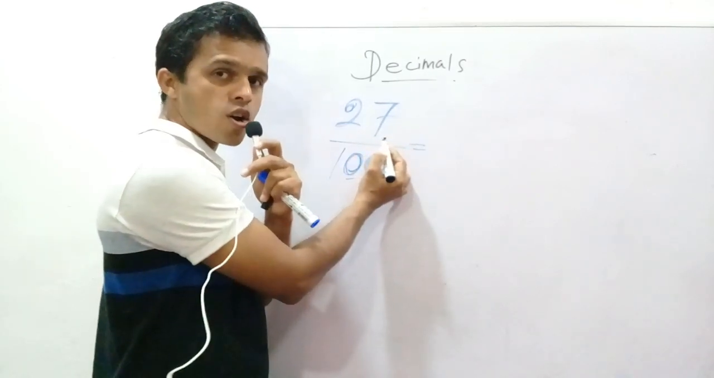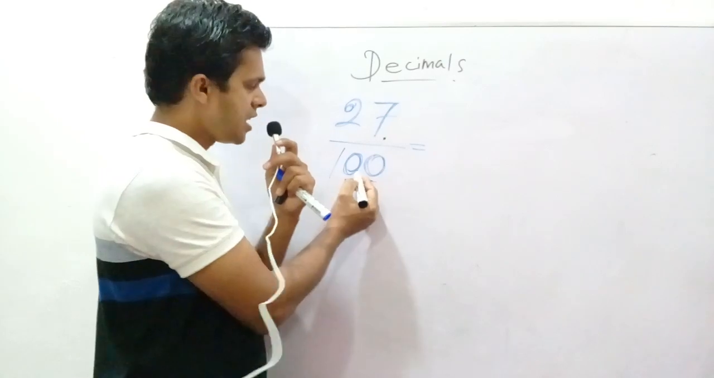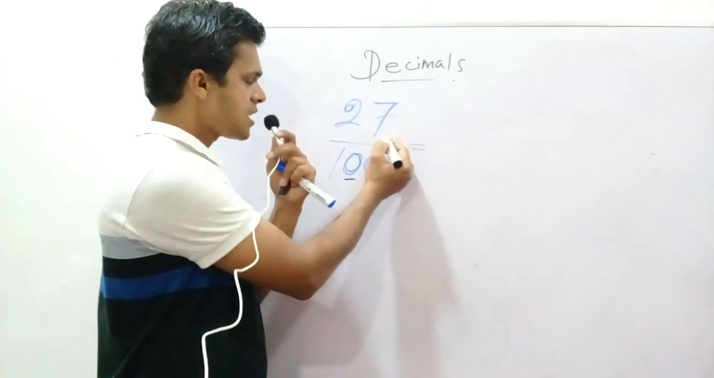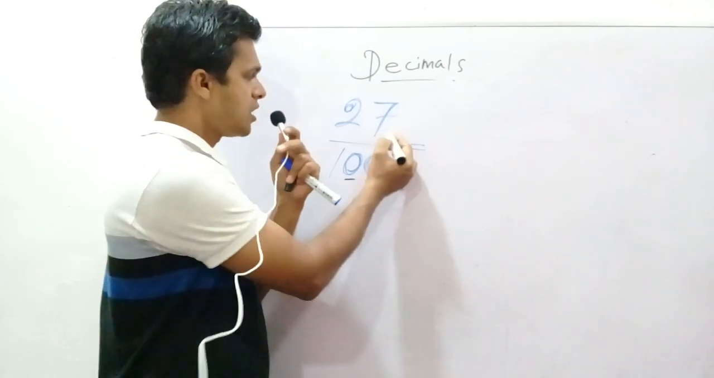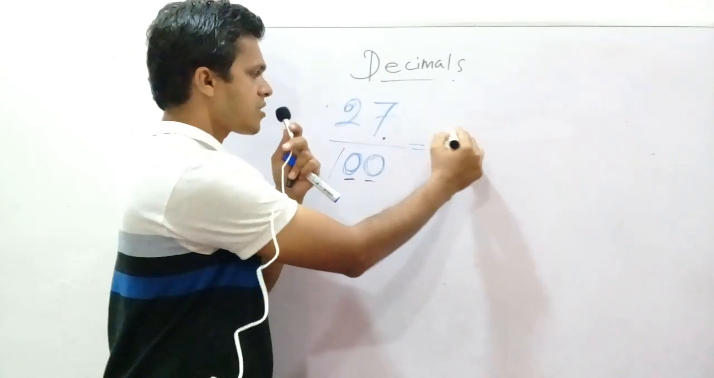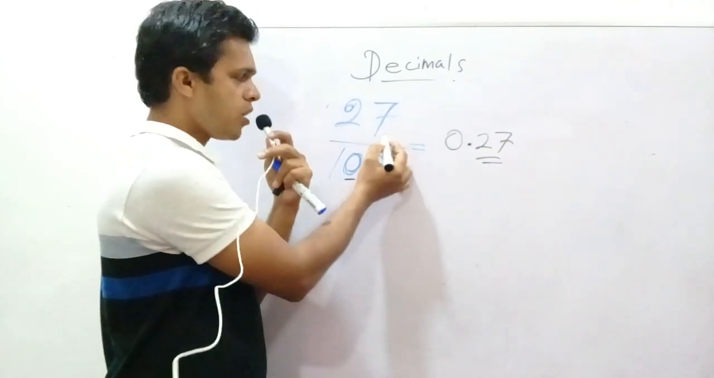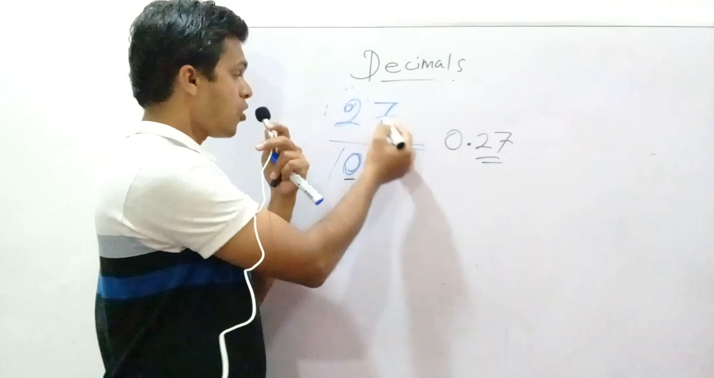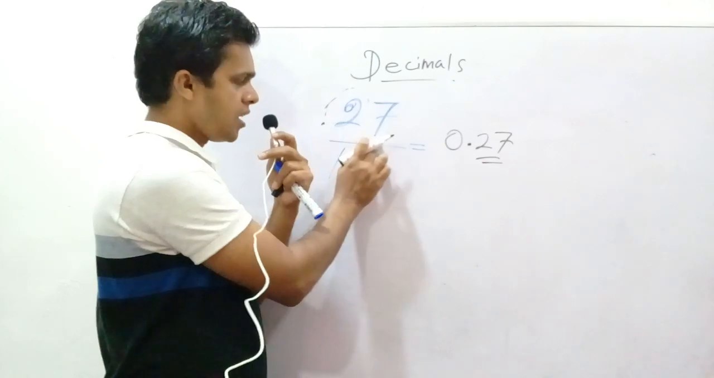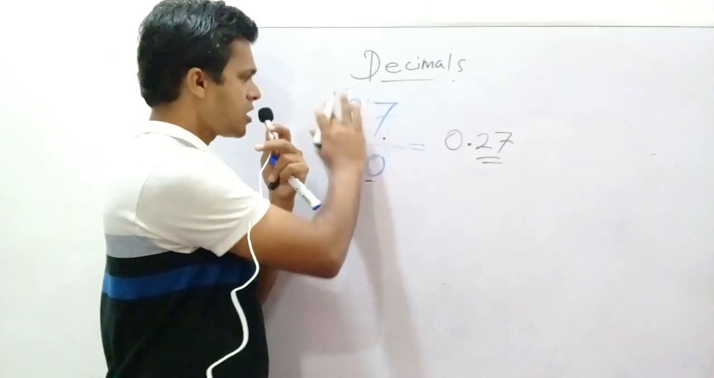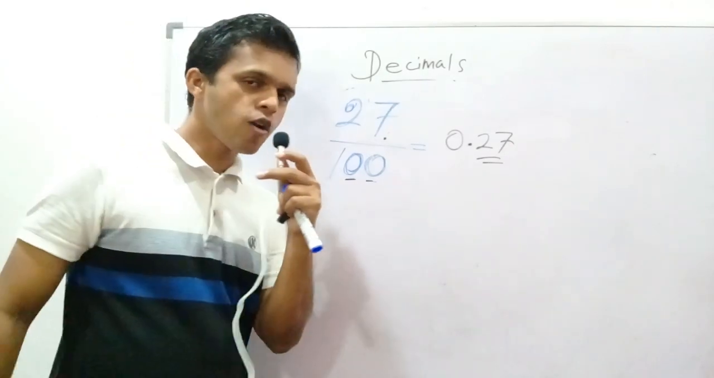This decimal point goes to the left side, passing 2 digits, because here you could see 2 zeros. So the decimal point comes forward, passing 2 digits, 1 and 2. So the answer is 0.27. Here you have to write 0.